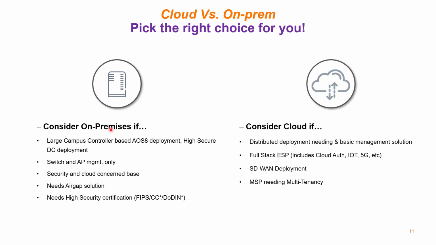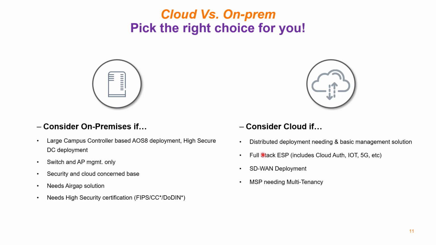When you consider the on-prem one, think of a large campus controller-based deployment, version 8, the older one, a high-security data center deployment, switch and AP management only, and security and cloud concerns based on GDPR and other standards that you would like to make sure the client data is secure. It also covers the need for an air gap solution, which simply means being able to separate your data and the customer data from the other data as well, and any high security certificate requirement like FIPS, for example.